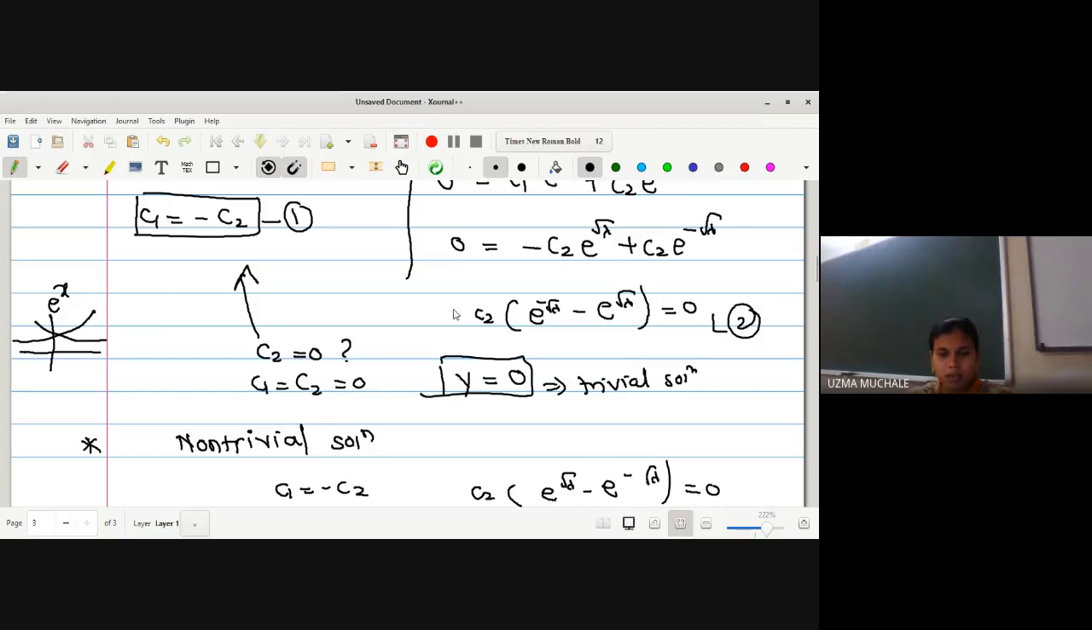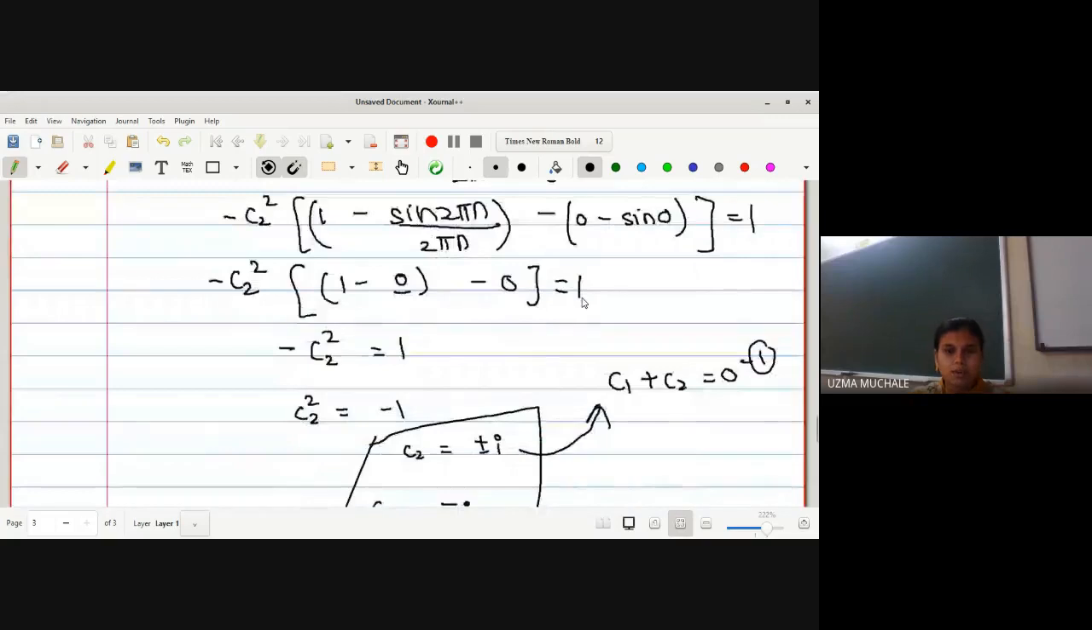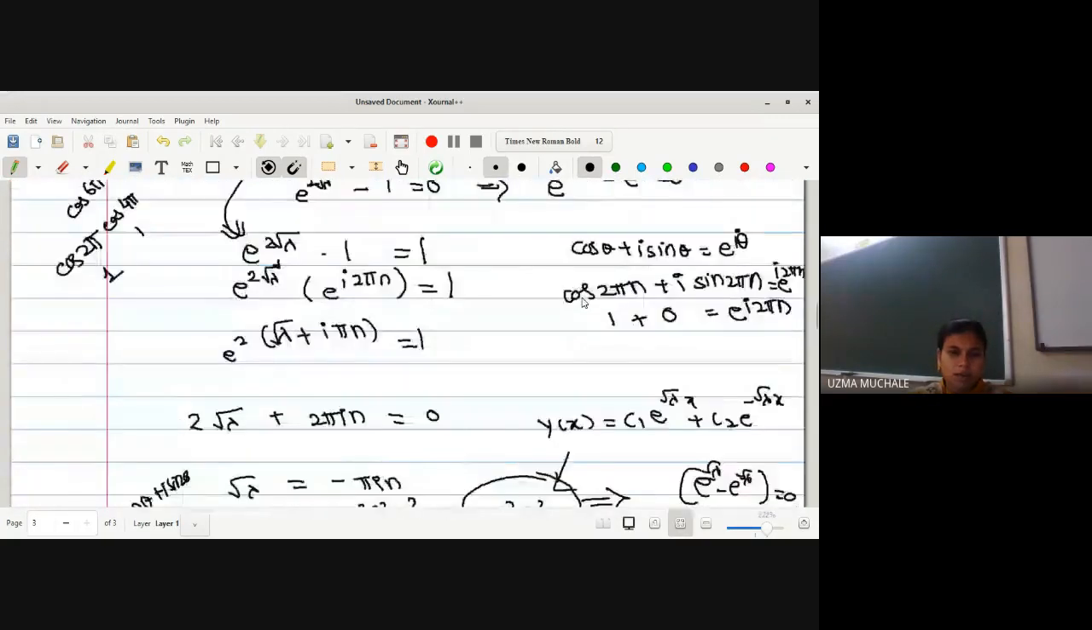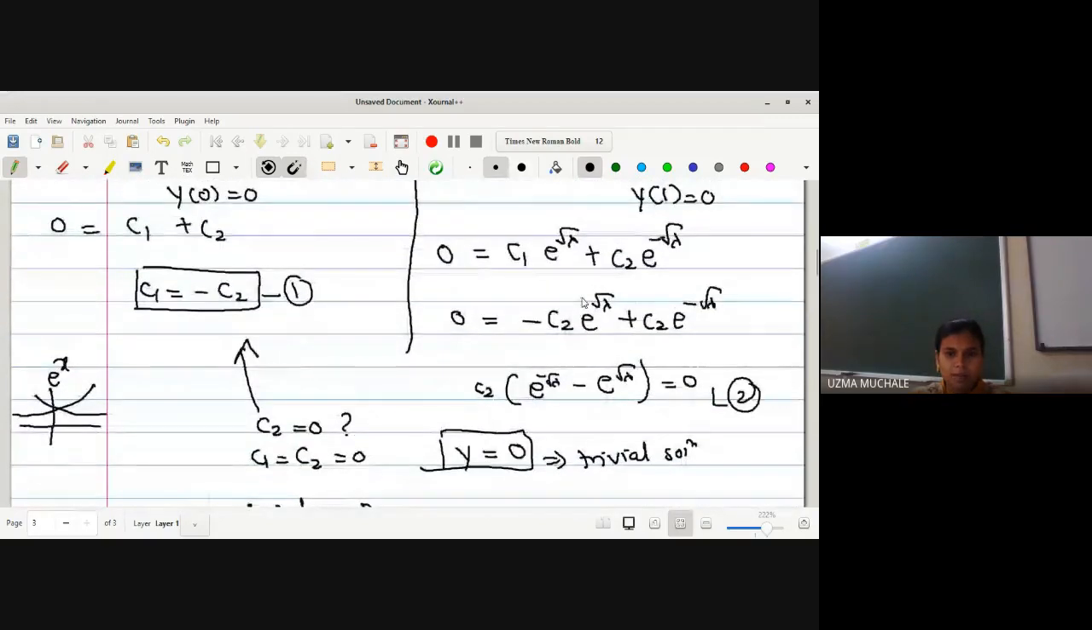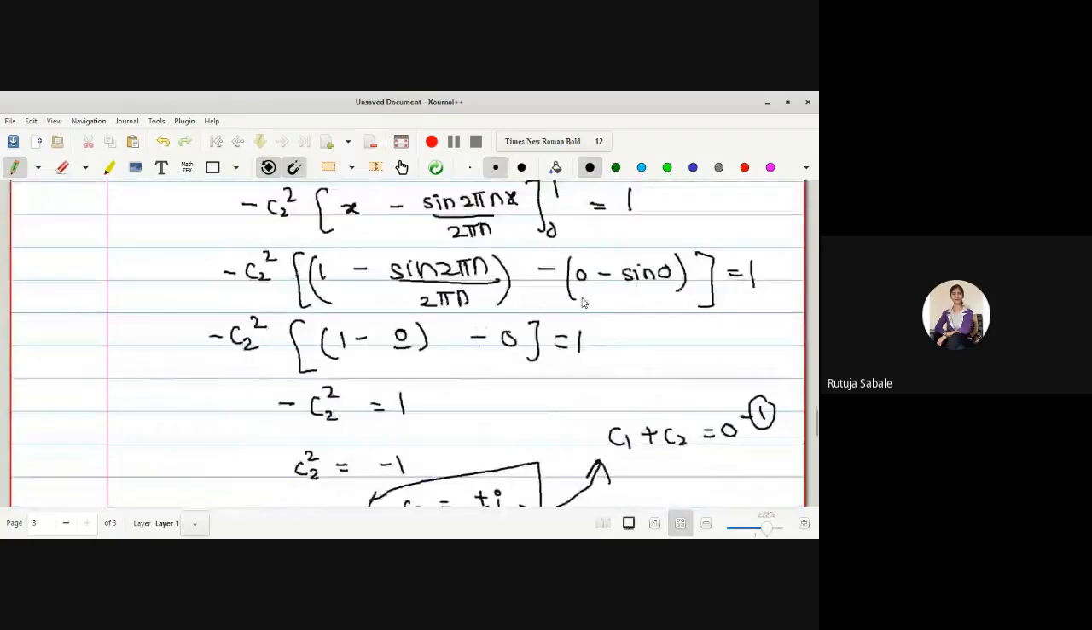If it were c2 e raised to x, at that time we could say directly that e raised to x is non-zero, hence c2 is equal to 0. But in this case, we have to discuss two cases: either c2 is 0 or c2 is non-zero. If c2 is non-zero, this bracket will be equal to 0, and hence the result. Okay, this is somewhat different from the things which we have seen up to now. Have you written this?